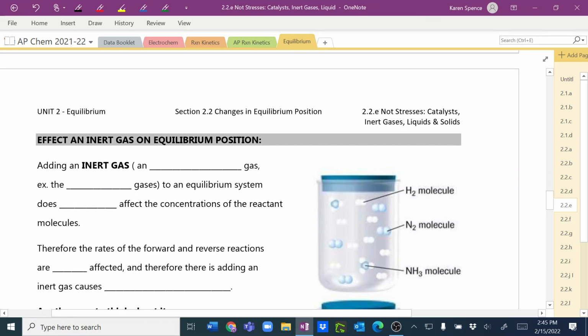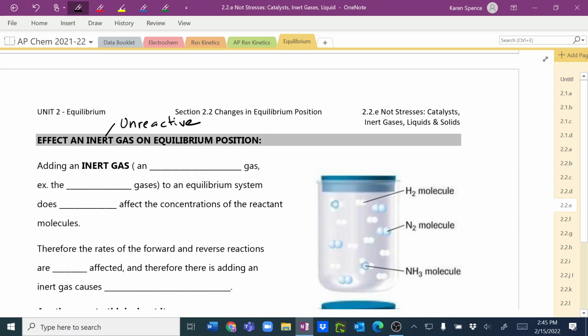All right, an inert gas. Inert means unreactive. Adding an inert gas, an unreactive gas. For example, which gases are always unreactive? Noble gases. There are other ones that won't react in certain circumstances, but you're guaranteed a noble gas won't react.